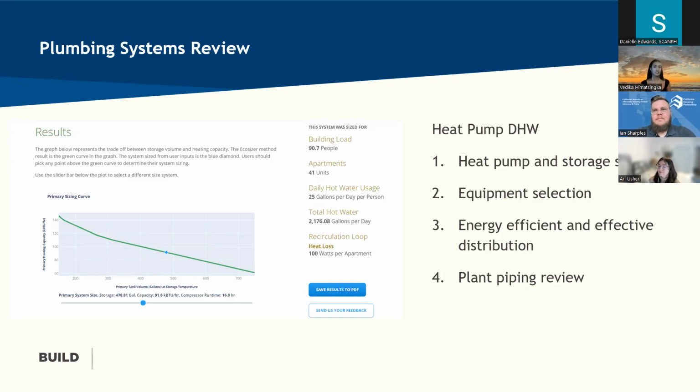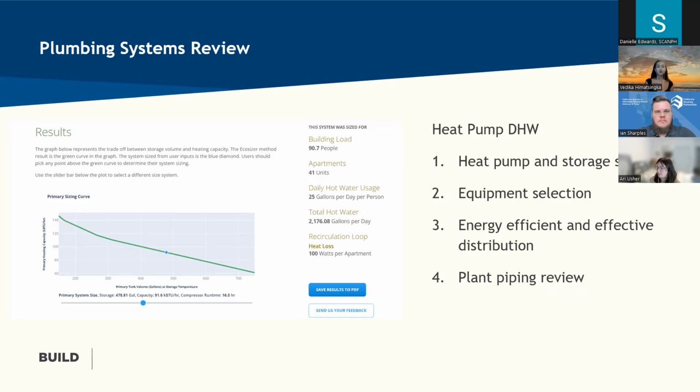So heat pump water heating technology is different from fossil fuel water heating, and some design teams may be unfamiliar with this type of technology. So that's really where we can be of help. And these are just some of the considerations that we take into account while analyzing different heat pump water heating systems.